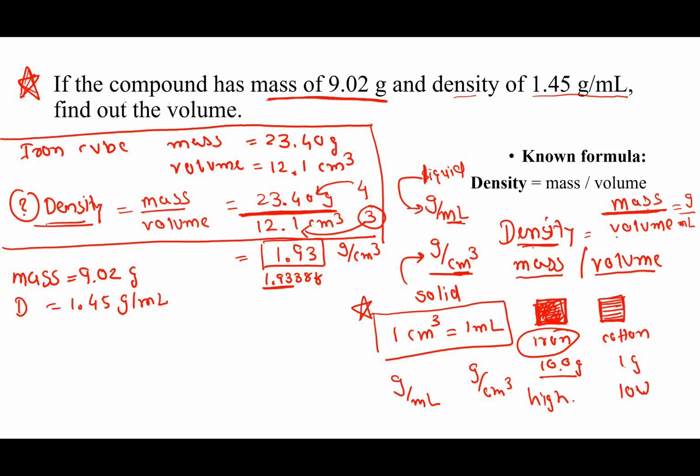What do you need to find out? You need to find out the value of volume. Do you understand the question, everybody? Yes. Okay, so of course, when we solve this, we know this formula: density is equal to mass over volume. But in this case, what do we need to find out? We need to find out volume.